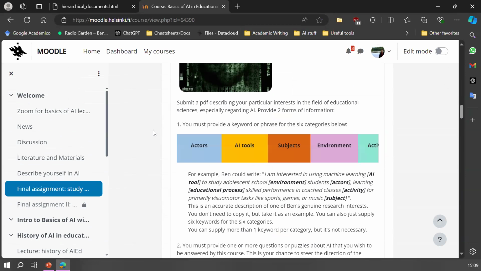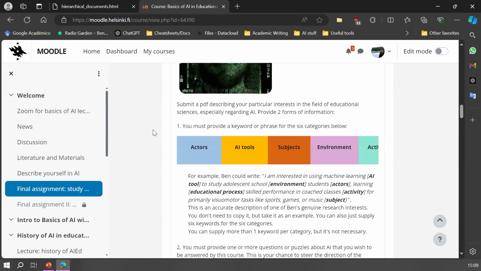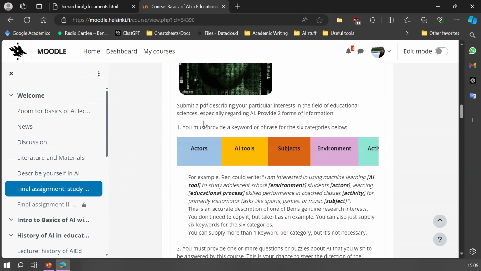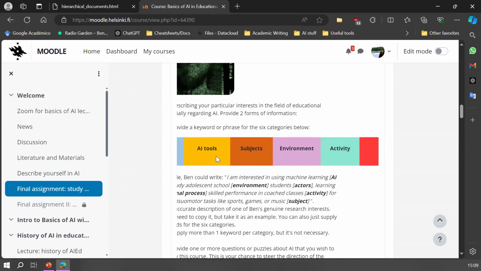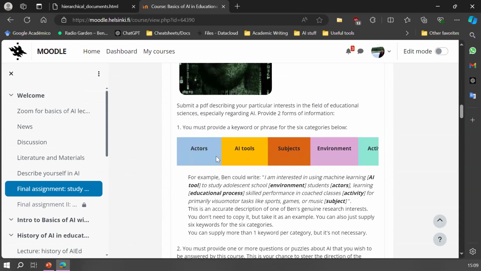There it is. So you're supposed to describe your interests in these 6 categories. And then Ben gave an example on how to introduce yourself: I am interested in using machine learning. And every word was associated with a category. So some students followed this template very accurately. They said I am Pip, I am interested in using ChatGPT.